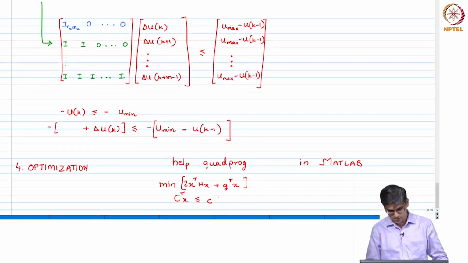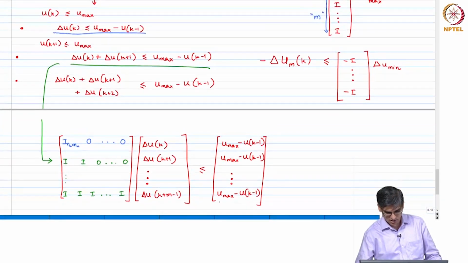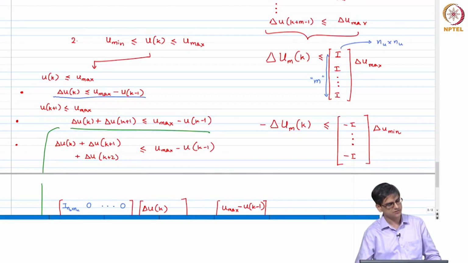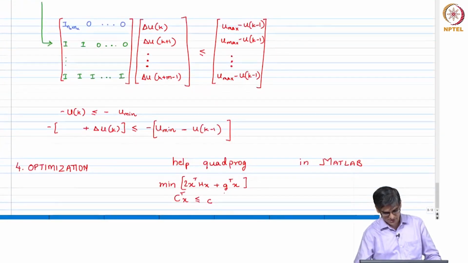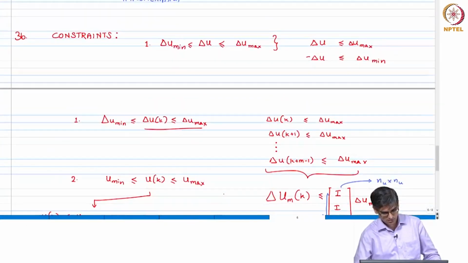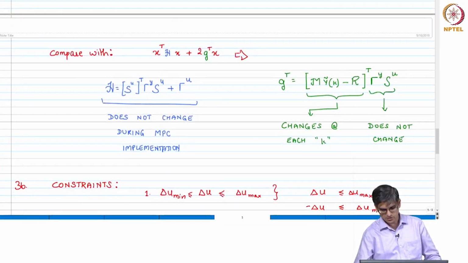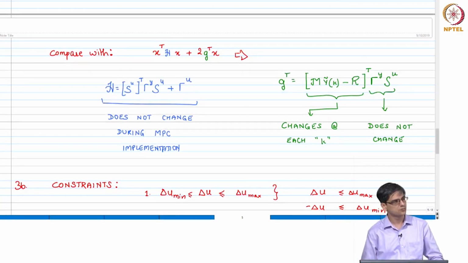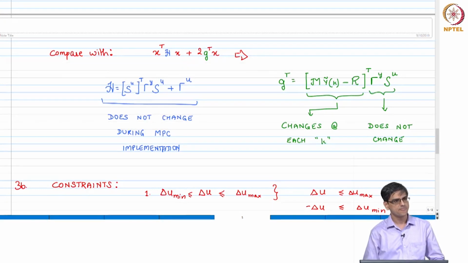Okay. So, your C matrices and C vectors are obtained through these constraints that we have just developed. Your Hessian is obtained over here and your gradient is obtained over here, which is in green. Okay. That completes the problem formulation.